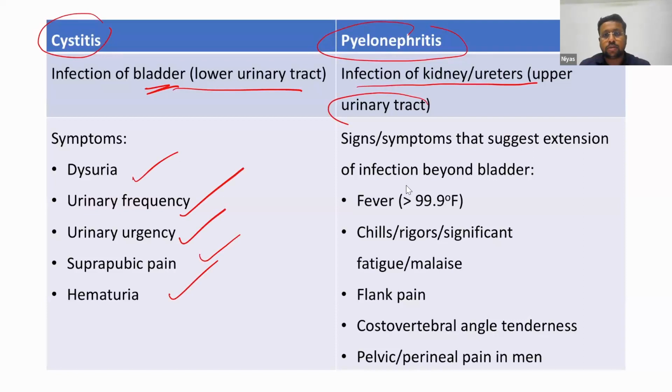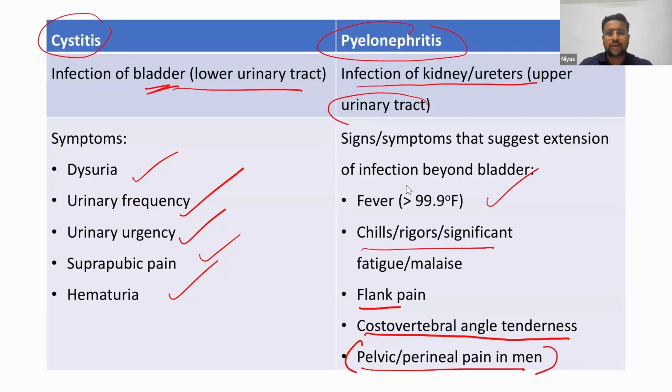Here are the signs and symptoms. There are signs and symptoms of systemic involvement: fever, chills, rigor, significant fatigue or malaise, flank pain. On examination, you may get renal angle or costovertebral angle tenderness, and pelvic or perineal pain in men, which actually suggests prostatitis. So the crux is that if a patient has fever of 100 degrees or more, in a patient who has urinary symptoms, you cannot call it a simple cystitis. By fever alone, you need not have an ultrasound showing involvement of the upper urinary tract to call it pyelonephritis.